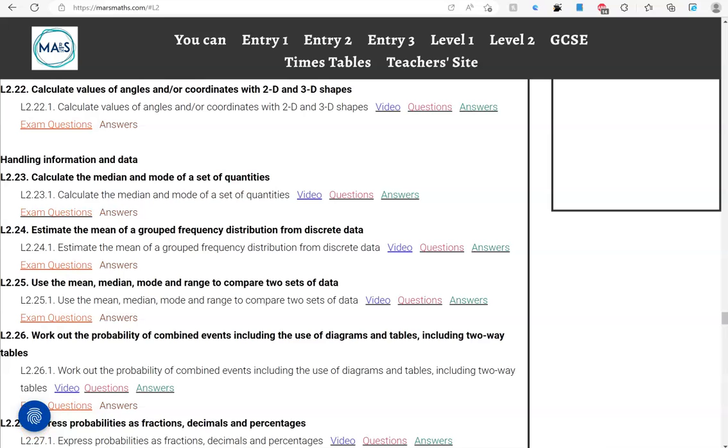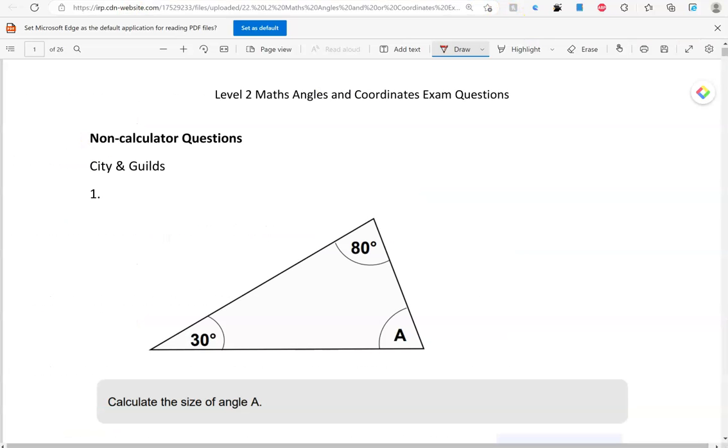In this video, we'll go through exam questions that cover the criteria, calculate values of angles and or coordinates with 2D and 3D shapes. You can locate the questions on the mathsmaths.com website under level 2. The questions come from different exam boards. We'll start with the non-calculated questions and then we'll move to the calculated questions. Here is the first one.